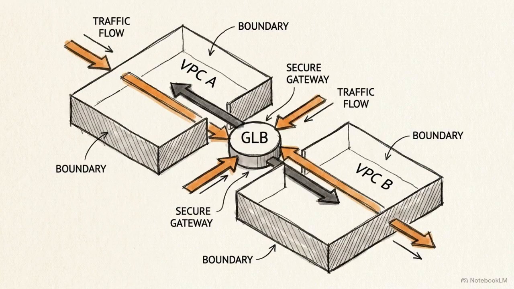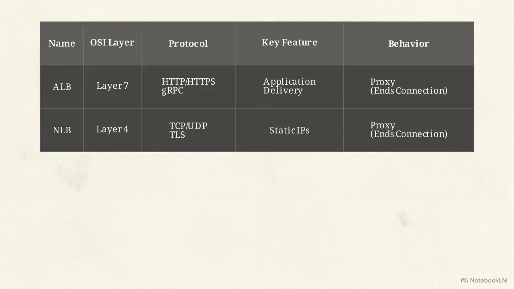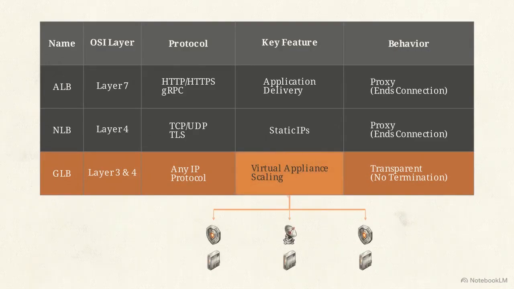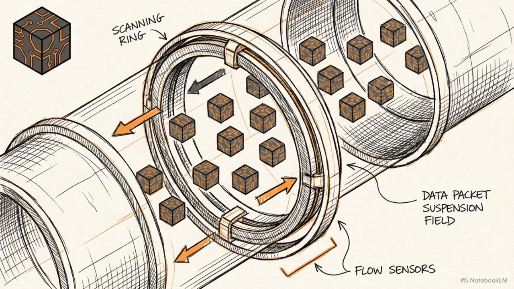The Gateway Load Balancer, or GLB, works across layers 3 and 4 to manage IP-based routing across VPC boundaries. As shown in the matrix, its primary job is distributing traffic to fleets of third-party virtual appliances, such as firewalls and intrusion detection systems. The GLB does not terminate connections or act as a proxy. It functions as a transparent, inline checkpoint for traffic moving through your network.